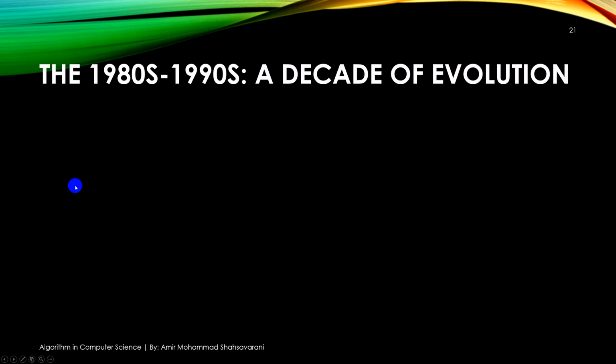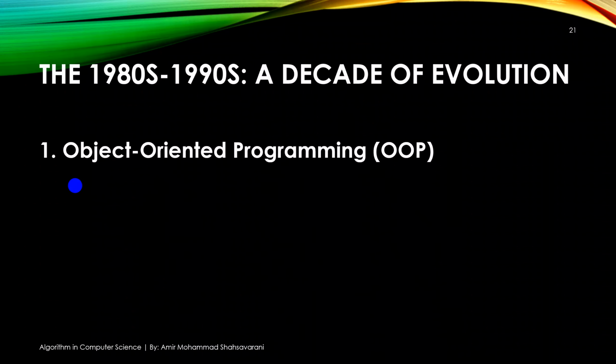And we do have the 1980s till the 1990s. Most scientists say that we had a decade of evolution. First of all, we are seeing object-oriented programming, OOP, which we will speak about in the coming tutorials. Languages like C++ and Java popularized object-oriented programming concepts, enhancing algorithmic developments.